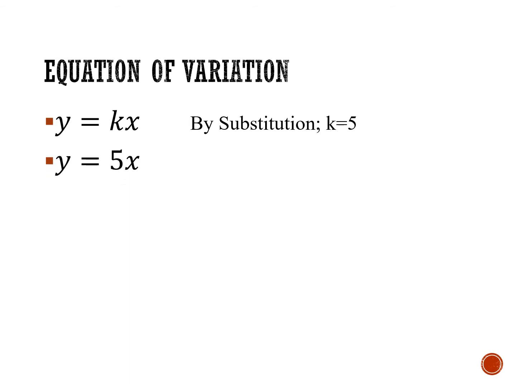How to find the equation of variation? So using the equation y is equal to kx, we're going to replace k by substitution. k is equal to 5. So the equation of variation is y is equal to 5x.